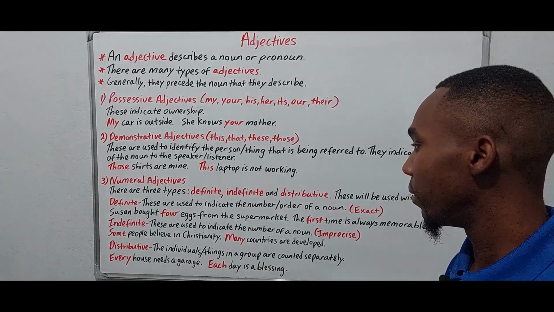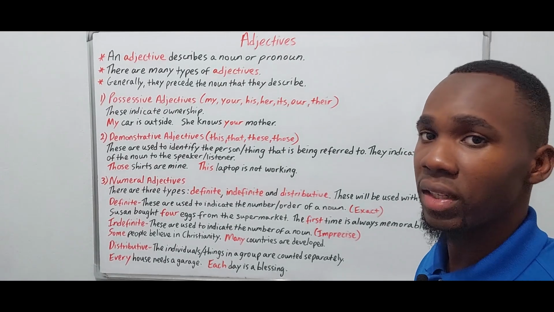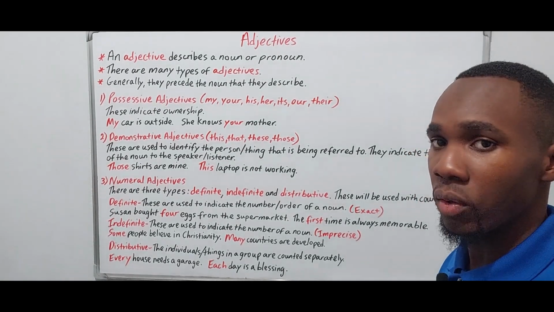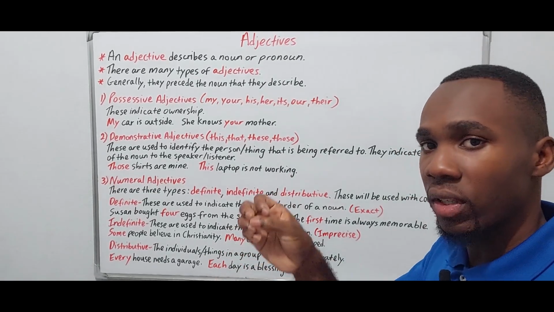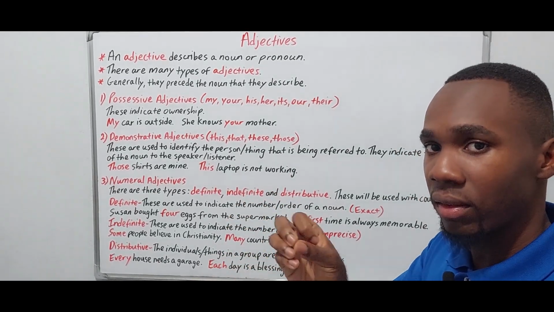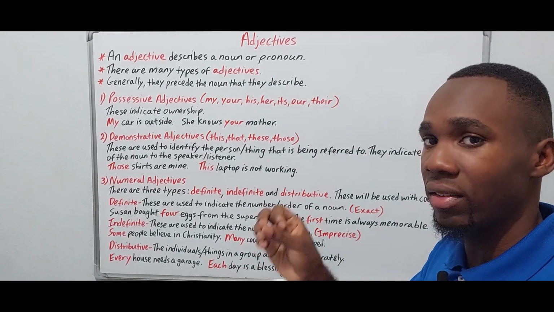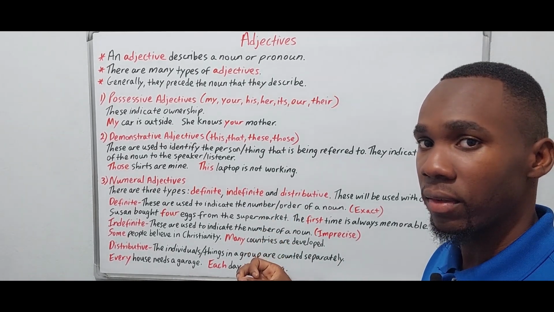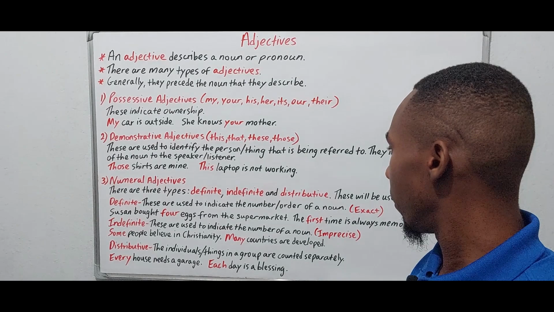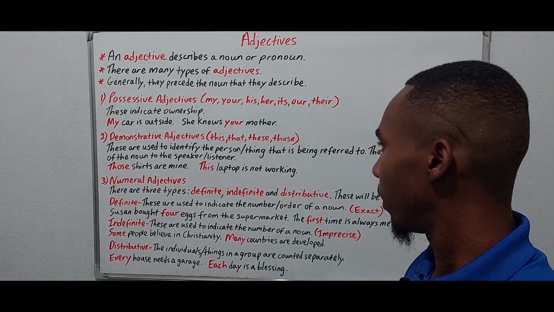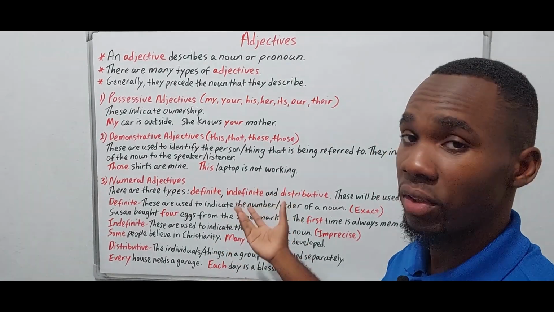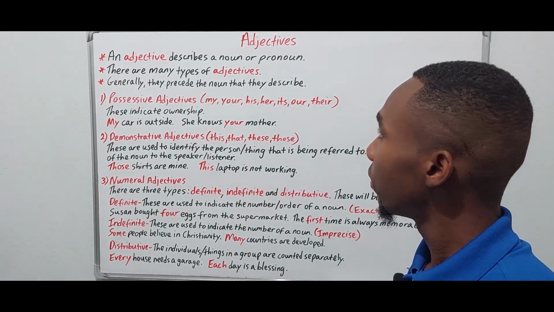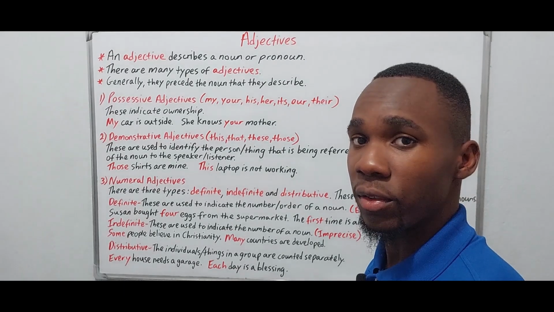Each day is a blessing. You know that there are 7 days in the week, so this is talking about all the days, but each day. We are counting the days as individuals, or counting the days separately, right? Now, these are numeral adjectives, and as you see, there are 3 types. So, now we are going to continue.